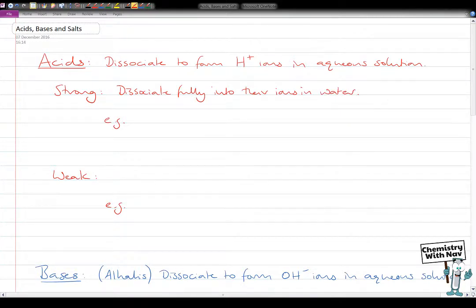Examples of strong acids are the ones that we typically come across in the lab, so HCl, hydrochloric acid, HNO3, nitric acid, and H2SO4, sulfuric acid. And the sort of dissociation we therefore get is HCl turning up as H+ ions and Cl- ions. And this lies so far to the right that it is essentially a full dissociation, and we get our H+ aqueous ions, which is what we are looking for in terms of acidity.